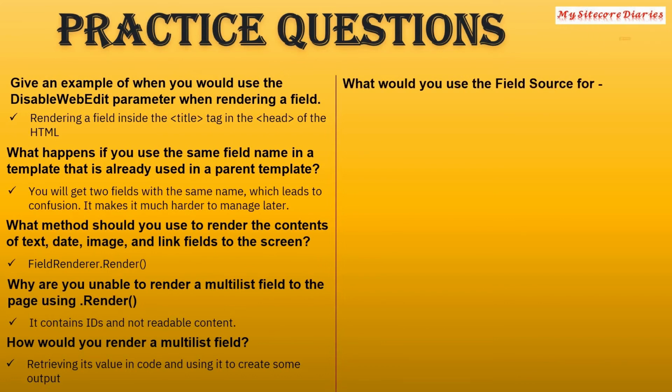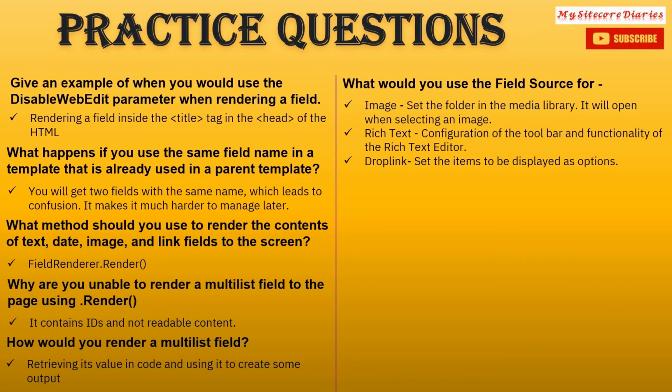What will you use the field source for? For what purpose will you use the field source? If you are using the image field, it will set to a folder in the media library, which will open when selecting an image. If you use it for the rich text, it is configuring the toolbar functionality of the rich text editor. If you use it for the droplink, it is setting the display options for the droplink.